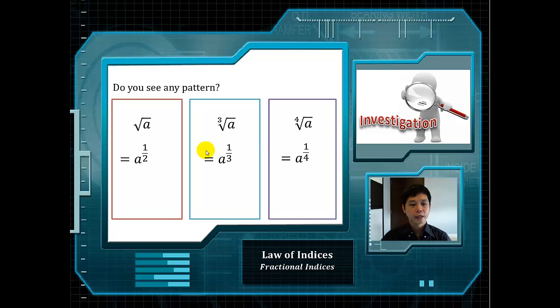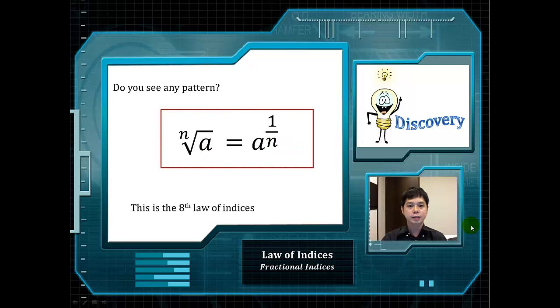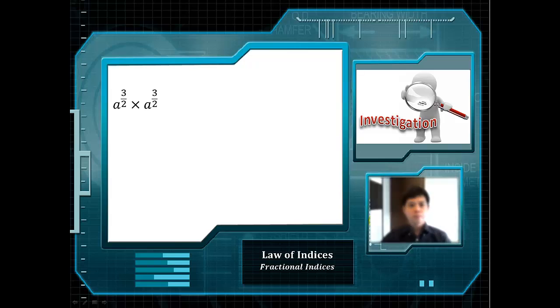Between the surd forms and the fractional indices, we can generalize and say that the nth root of a is equal to a to the power of 1 over n. The n at the denominator of the fraction is actually the root. And this gives us the 8th law of indices.